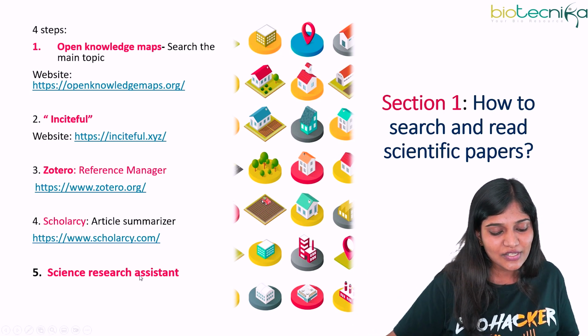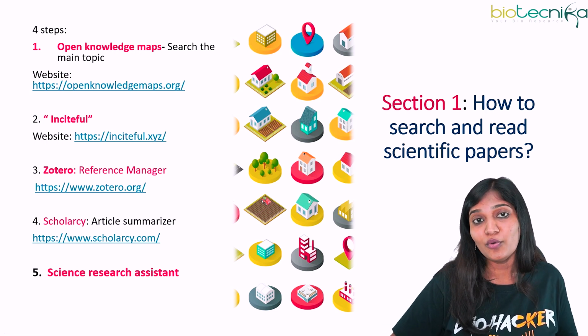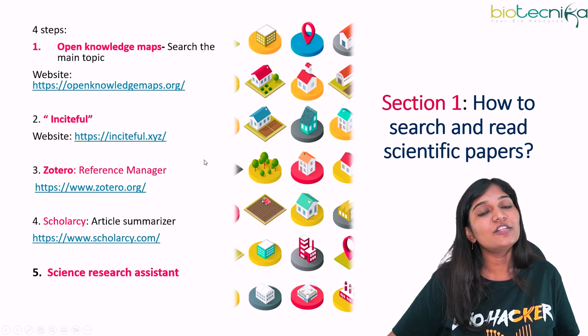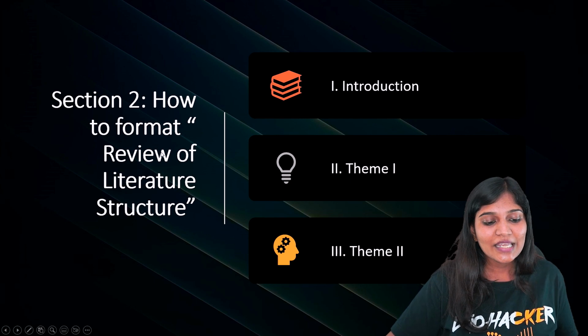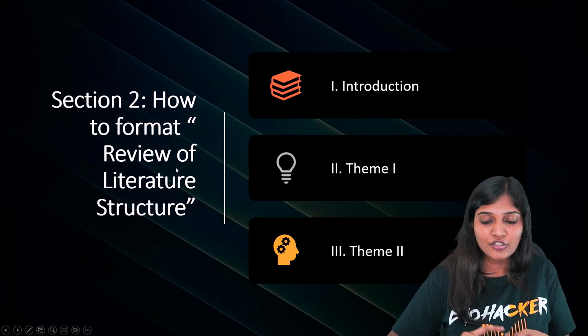And Science Research Assistant will help you find words which you do not know. So this is going to be the most important thing when you do your review of literature findings. The first thing you have to do is know about all this. The next, second session is going to be how I can arrange the review of literature structure.